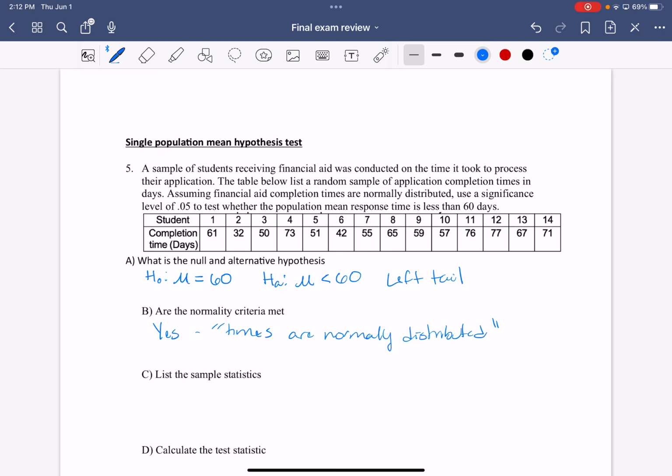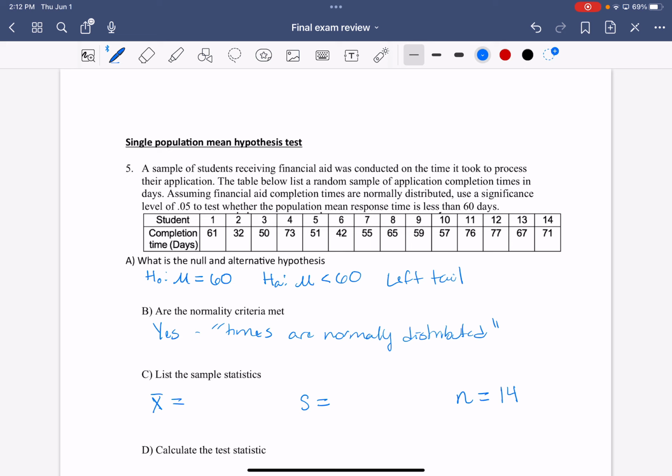Okay. Part C, list the sample statistics. If such a question were to be on the test, I would list out what those sample statistics are. In this case, the sample statistics are x bar, the mean, the standard deviation, and then n. Those 3 things would be provided if such a question were on the exam. We don't have to do this in any particular order. Let's start with n. What's n? 14, because n is the sample size. Good.